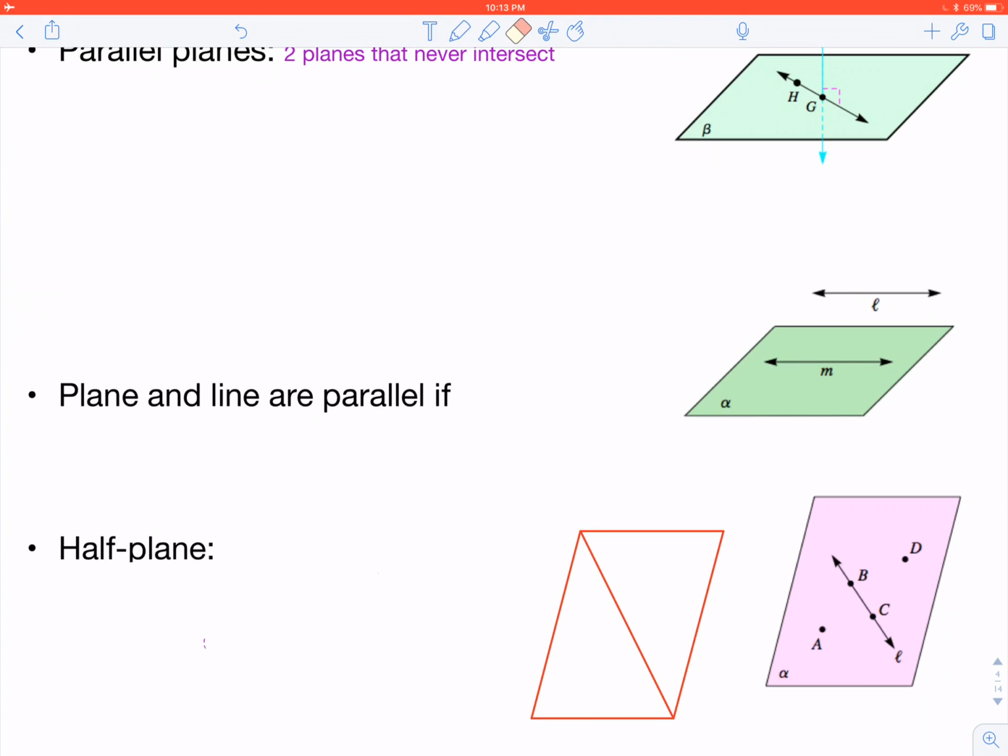A plane and a line are parallel to each other if they never intersect each other. So you can see the green plane over to the right and the line L that's up above the plane. These two are parallel to each other, but they're never going to intersect each other.